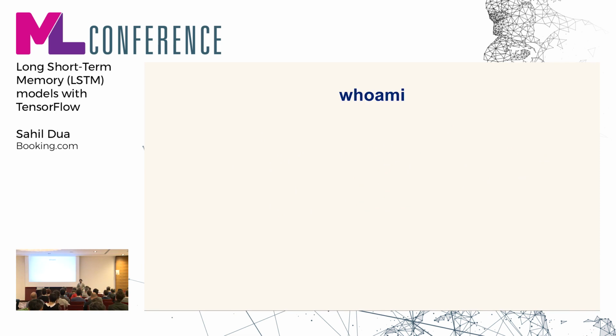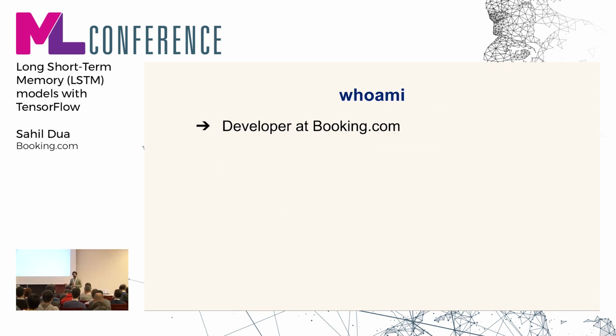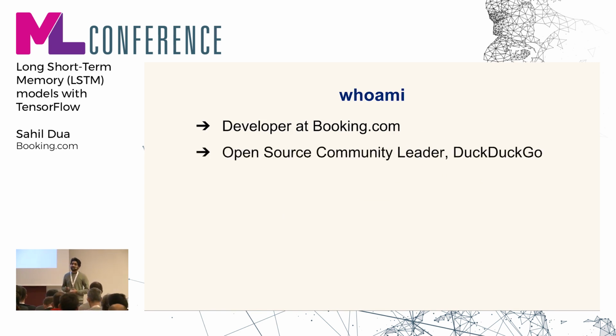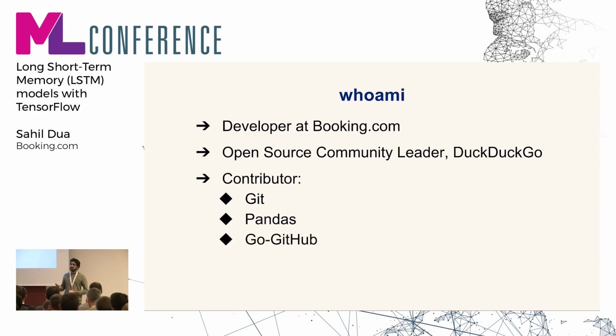Yeah, so I'm a developer, not a machine learning data scientist. I'm a software developer at Booking.com. I've been working with machine learning models a lot, but that's not by my title. And I'm an open source community leader at DuckDuckGo. And besides that, I'm a contributor at a bunch of projects like Git, version control system that probably most of you have used at some point. Projects like Pandas library have a couple of patches to the library, Go GitHub project by Google, Linguist, which is a project by GitHub to identify the language of any file that you commit to the GitHub, and a bunch of other projects.